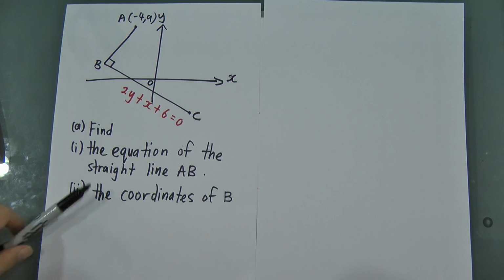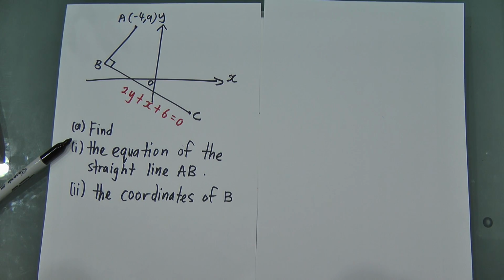Okay, this is the video for MX coordinate geometry. I think it's a Form 4 chapter. This video is for paper 2, so over here I will discuss two to three different types of coordinate geometry questions in paper 2.